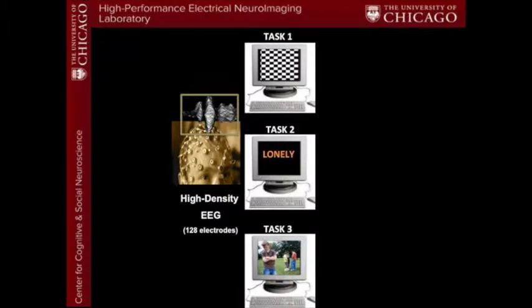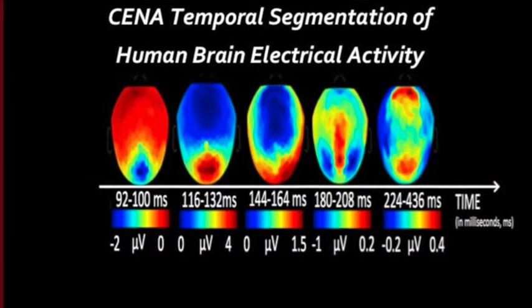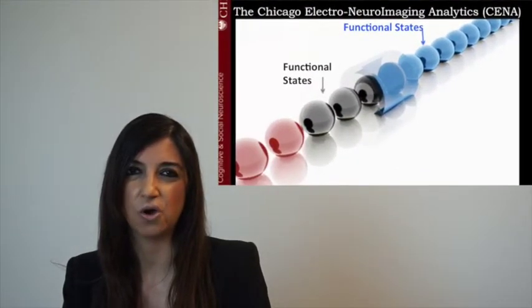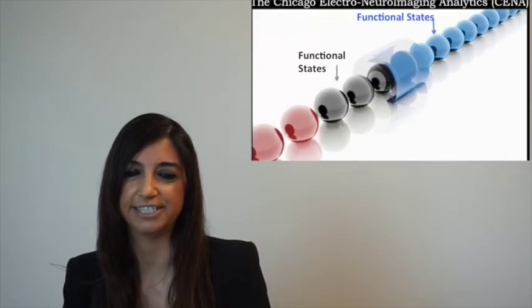In my talk today, I will present three empirical studies that I hope will illustrate the utility of SINA as a robust, accurate, and data-driven temporal segmentation of human electrical brain activity. Because of time limitation, I will focus in my talk on the functional brain states rather than transition states.